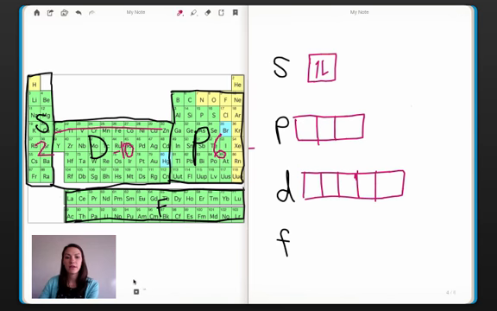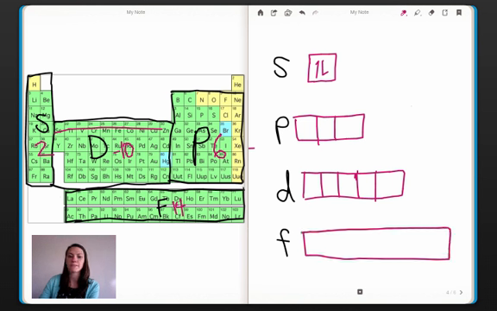Our f orbital holds 14 electrons, so take a wild guess, how many boxes? Divide by 2. That's right, you're going to use 7 boxes for that. 1, 2, 3, 4, 5, 6, 7. So your s orbital holds 2 electrons, p holds 6, d holds 10, f holds 14. And you're going to need to use 1 box, 3 adjoining boxes, 5 adjoining boxes, or 7 adjoining boxes to describe that. You will notice I'm going to be filling in my electrons.